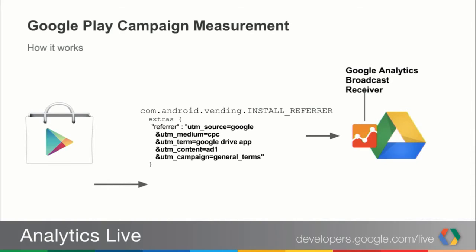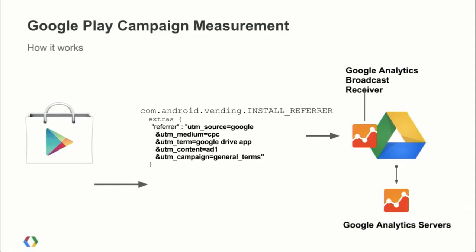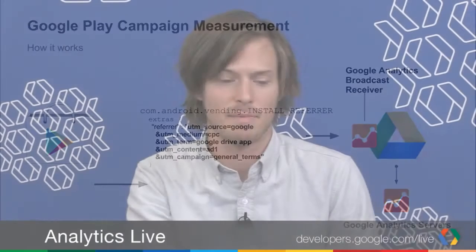So the way this normally works, if you do a standard GA implementation, is that you'll have an analytics broadcast receiver, and I'll show you how to implement that in a second. That's going to be able to receive that intent, and it's going to store that referrer information. Then when the app actually runs, the SDK is going to send that out with the first hit that's dispatched. And that's how your campaign information is going to get back to GA. Then everything that the user does from then on is going to be attributed back to that original campaign source, whatever was in that referrer parameter.